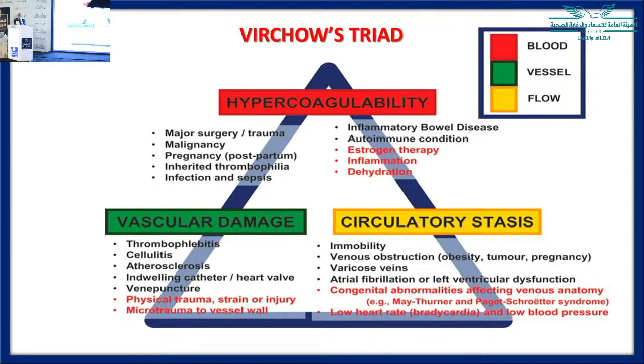Of course, all of us know the famous Virchow's triad, which is hypercoagulability, maybe due to major surgery, trauma, malignancy, etc., vascular endothelial damage, thrombophlebitis, atherosclerosis, or circulatory stasis. And the most famous one is immobility or venous obstruction.